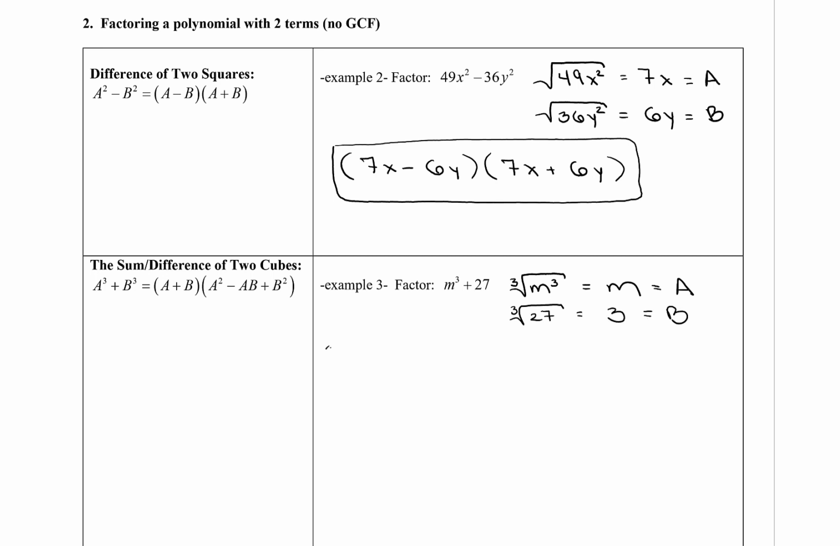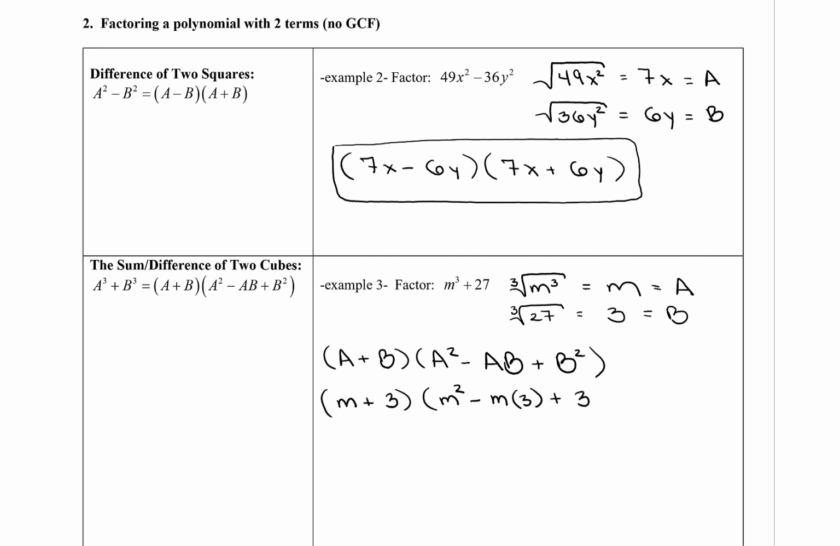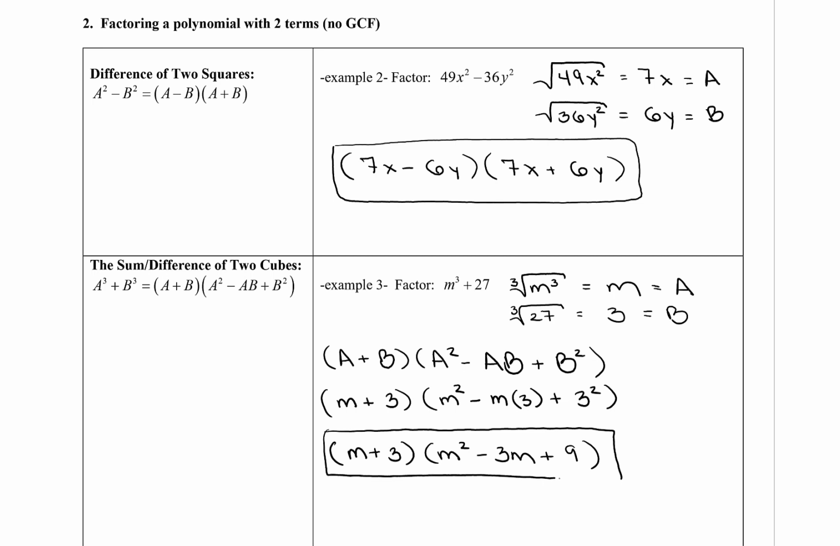So if I plug into that formula, a plus b times the trinomial a squared minus ab plus b squared, this is going to give me the binomial m plus 3 times the trinomial m squared minus m times 3 plus 3 squared. Now if I simplify that trinomial, I'm going to get this. I'll still have that first binomial, m plus 3, and then times the trinomial m squared minus 3m plus 9. And that'll be my final answer. I'm going to box in those two factors there. And that's going to be the factors of my sum of two cubes.